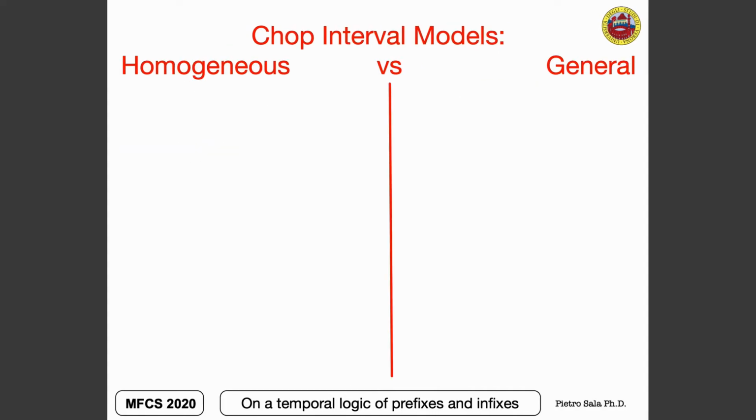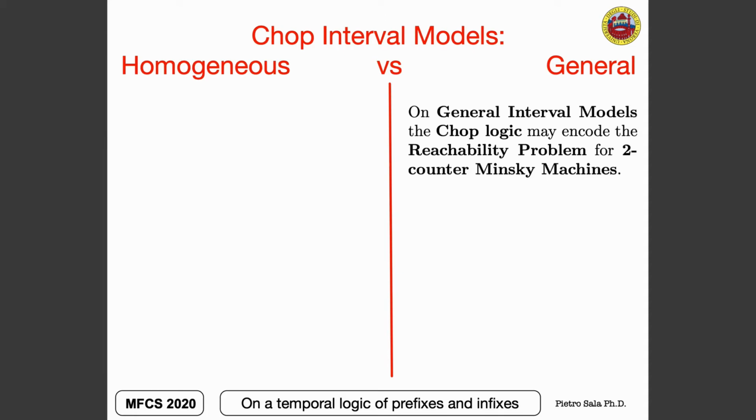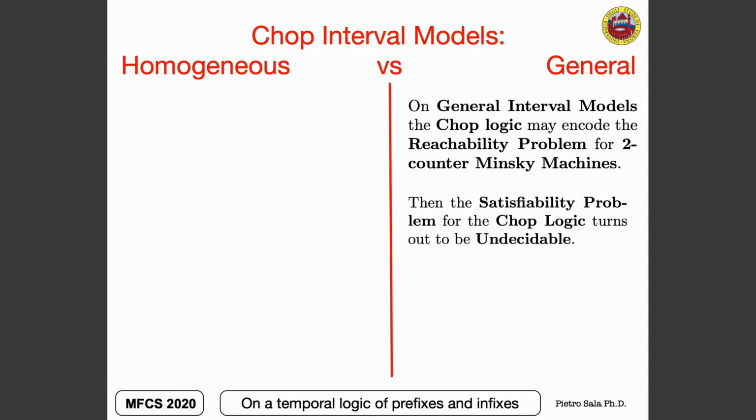So we use VI, but there is a great difference if we use general or homogeneous models with respect to the chop logic. On general interval models, the logic is undecidable. You can easily encode the reachability problem for two-counter Minsky machines, and so the satisfiability problem is undecidable.